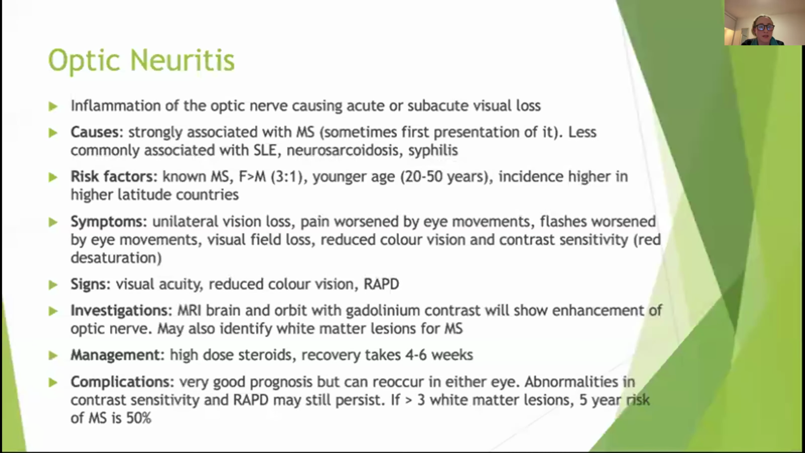And the other thing that they sometimes put in SBAs is that you get this reduced colour vision, or sort of like red desaturation with optic neuritis. And sometimes you get an RAPD.